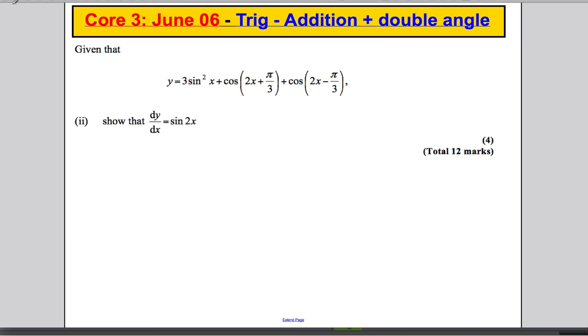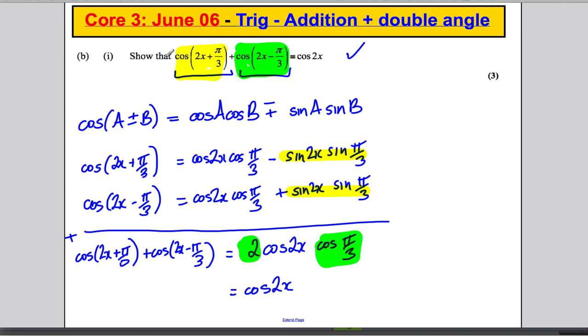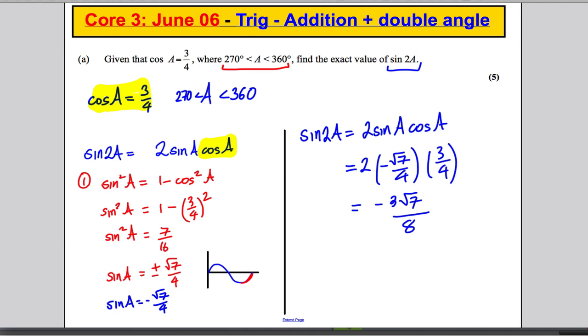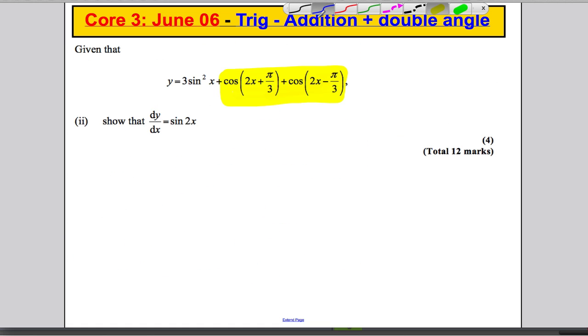Next, given that y is equal to this, show dy by dx is this. Okay, this is the last part. Now, you should be thinking, how can I use the previous part here? Look at that. That looks awfully similar to this, and we know it's equal to cos 2x. So a simpler way of writing y is to say that y is actually 3 sine squared x plus cos 2x, and that is so much easier to differentiate.